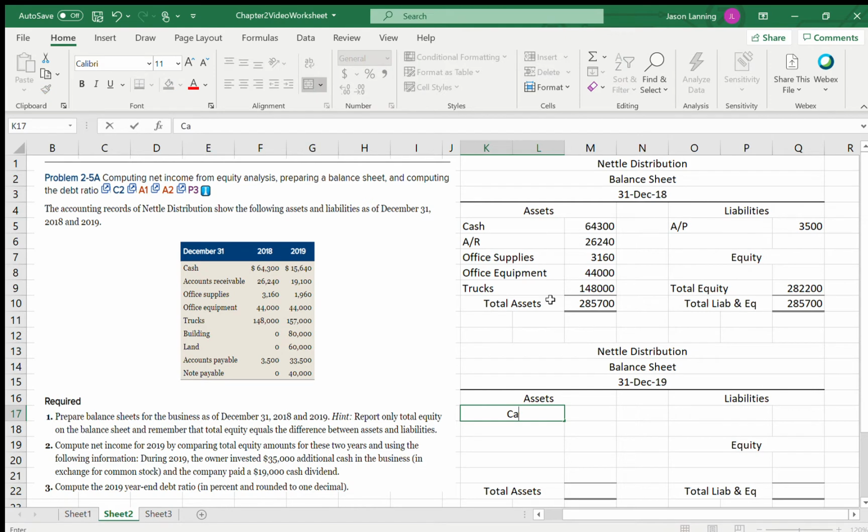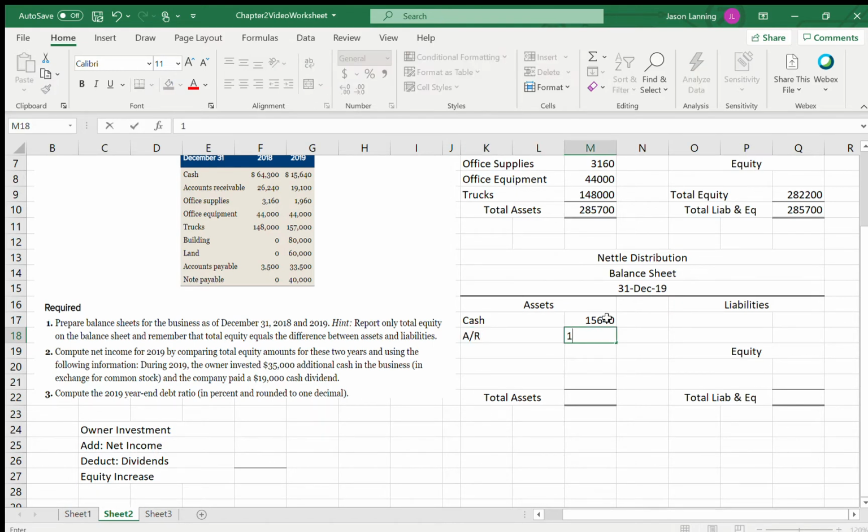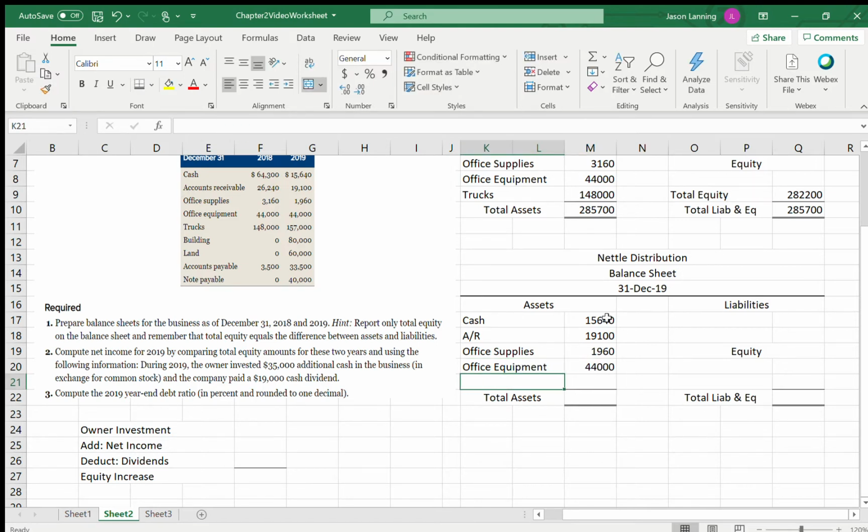We have cash in the amount of 15,640. We have accounts receivable for 19,1. We have office supplies for 1960. Office equipment for 44,000. Trucks again for 157. Oh, we got some more. We've got building and land also, so we'll have to put some more cells in here.